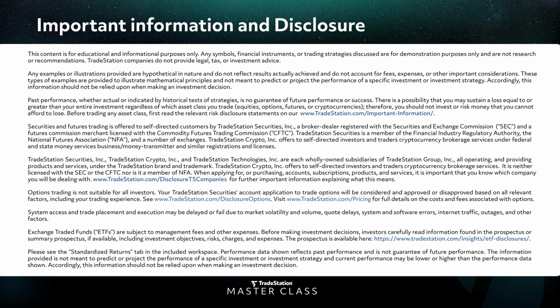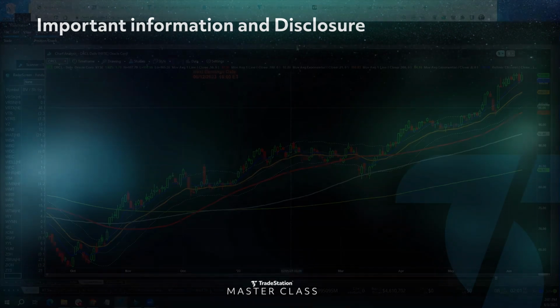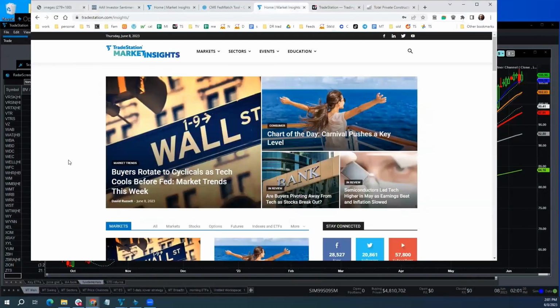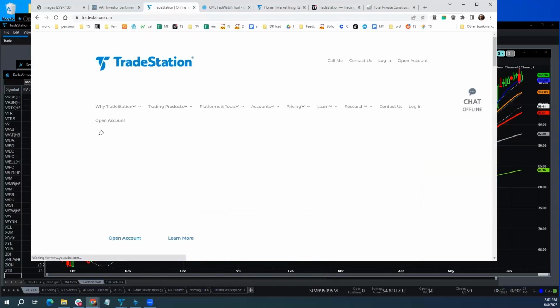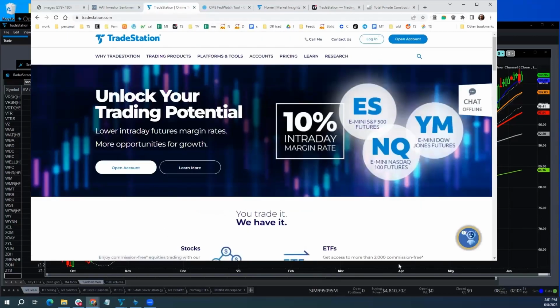As usual, let's go to TradeStation.com first. I'll just show you how you get there if you don't see it. If you're on the main TradeStation page, go to Research, Insights.